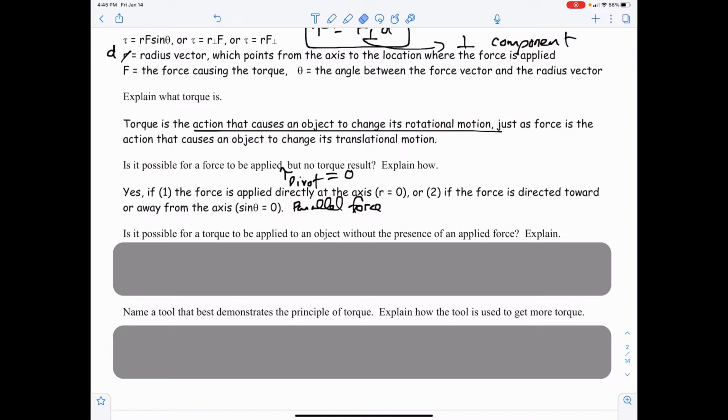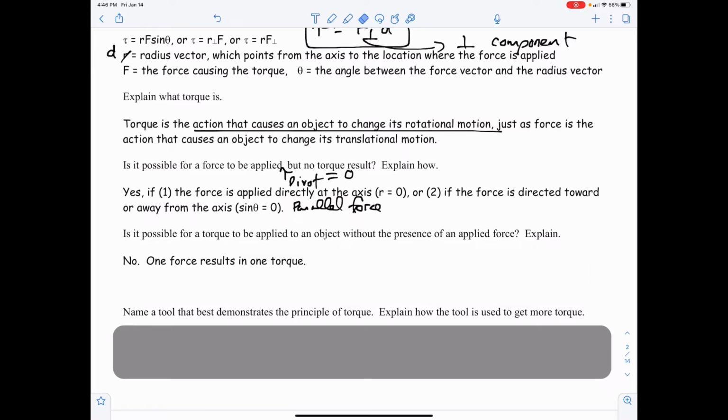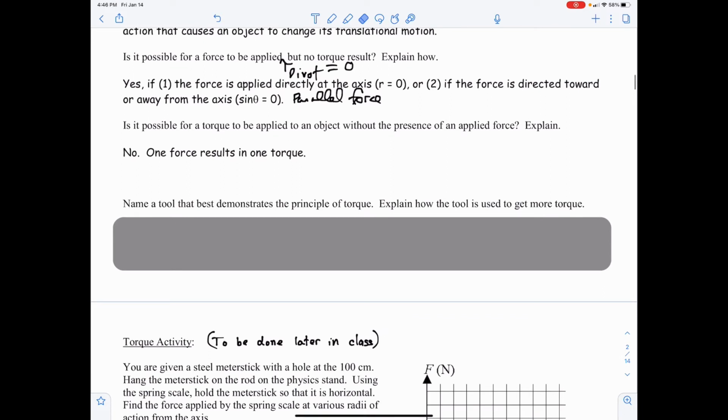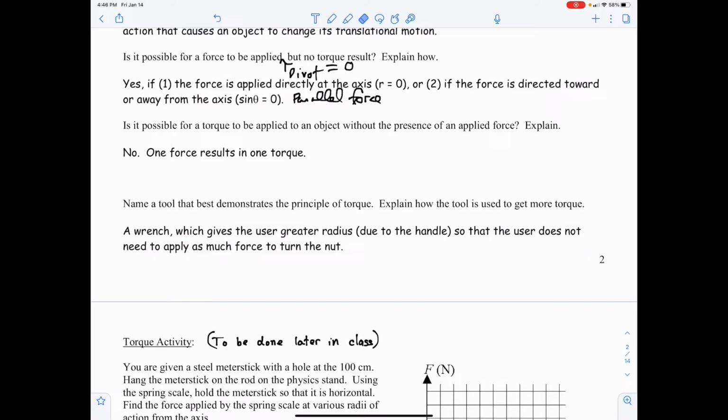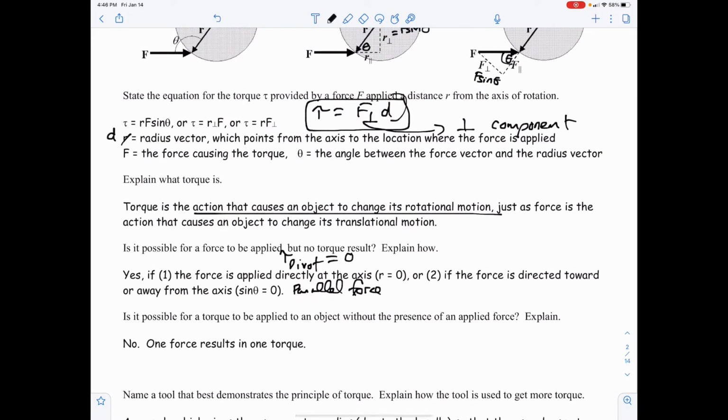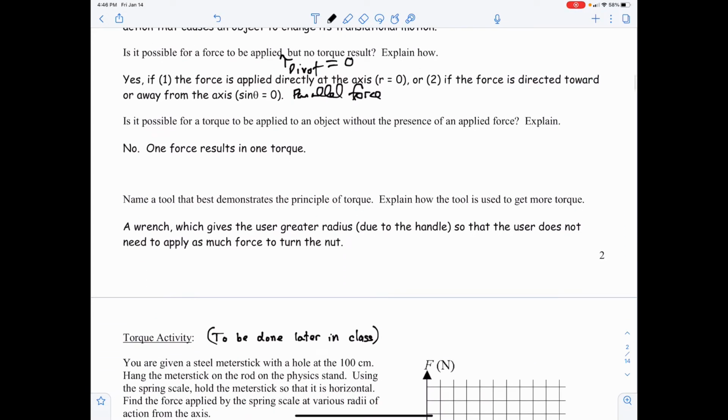Is it possible for a torque to be applied on an object without the presence of an applied force? No. Force results in a torque. Name a tool that demonstrates the principle of torque. Explain how the tool is used to get more torque. Well, a wrench would be a good example. It gives you basically a greater radius due to the handle, which means greater distance, more torque, more twistability. Easier to get off, not as much force required to turn the nut that you're trying to tighten or loosen.